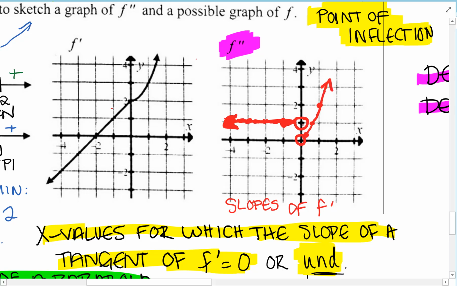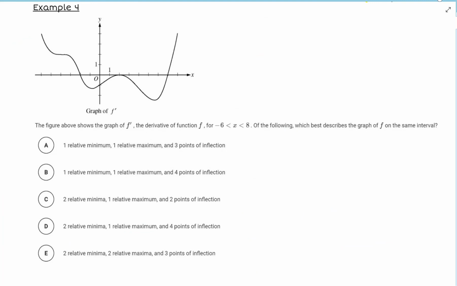Now, are we sure that one of these holes is not perhaps filled in? Yes, we are sure, because the graph of f prime is not differentiable at x equals 0. The slope is undefined, so since f prime prime is the slope of f prime, it will be undefined at x equals 0. Let's try this example from the Desmos Activity.